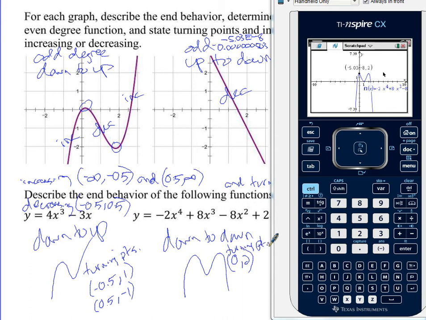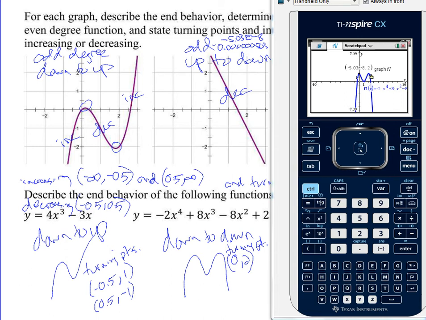Yeah, so if I have 3 of them, then this one, I'll use the calculator and ask it to find a, what? Minimum. And I use the calculator and ask it to find a maximum. Okay? Once you have those 3 ordered pairs, you have your 3 turning points. And then you have the numbers that you need to set up your intervals.